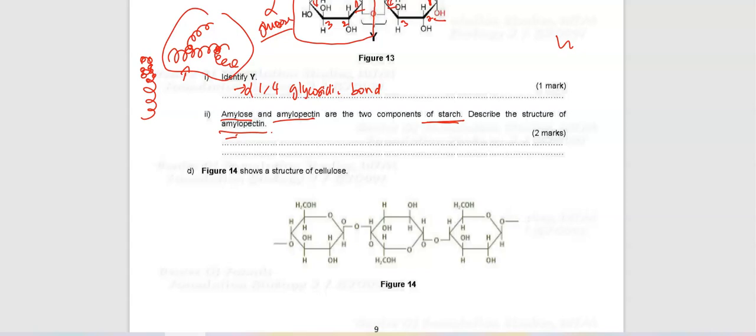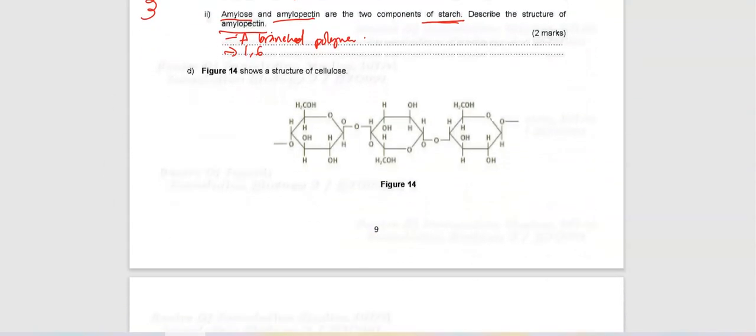It is a branched polymer. Another point that you could add is that each branch is a short chain, which is linked together by alpha 1,6 glycosidic bond. So the branches are held together by 1,6 glycosidic linkage. You can mention that point. Those are the points that you could describe for amylopectin.